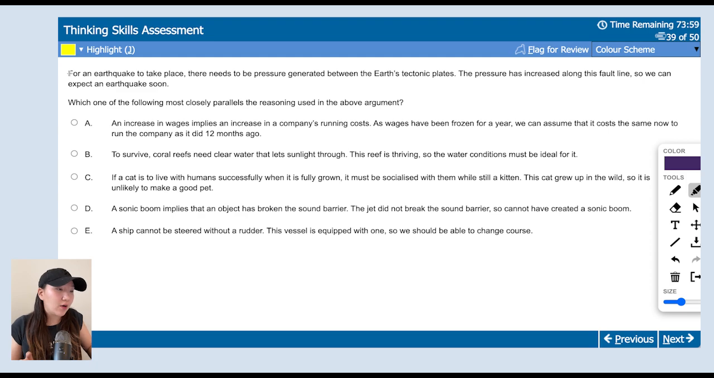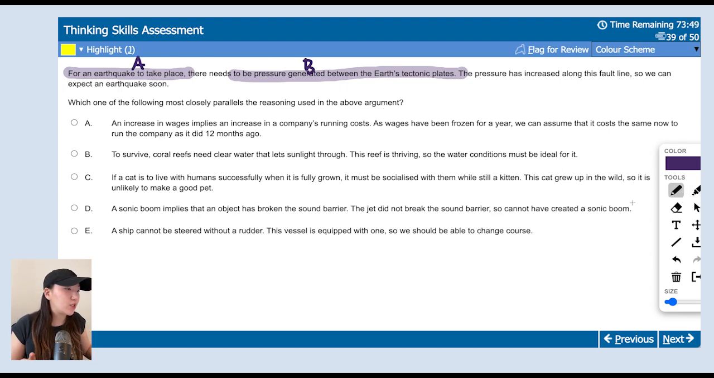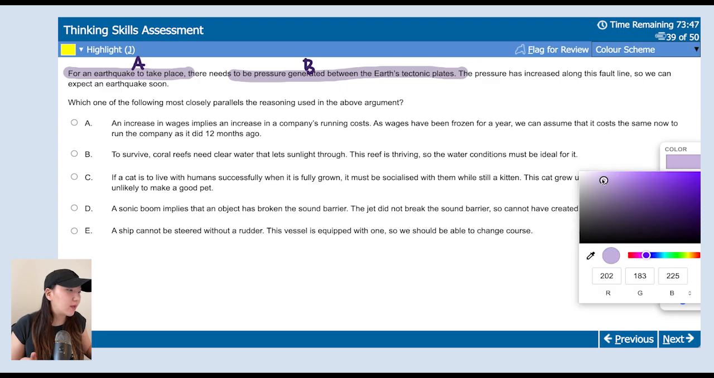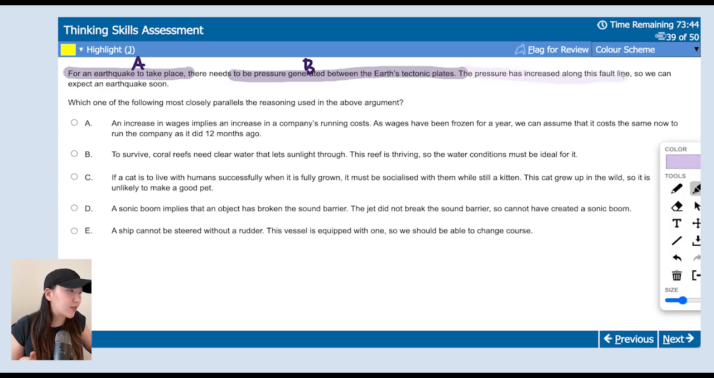Okay, we've got a parallel reasoning question here. So we've got, for an earthquake to take place, there needs to be pressure generated between the Earth's tectonic plates. So for A to occur, we need some condition B to happen. Then let's look here. The pressure has increased along this fault line, so we can expect an earthquake soon. A pretty nice, simple structure that we see a lot. For A to happen, we need B. B has happened, so we can expect A.